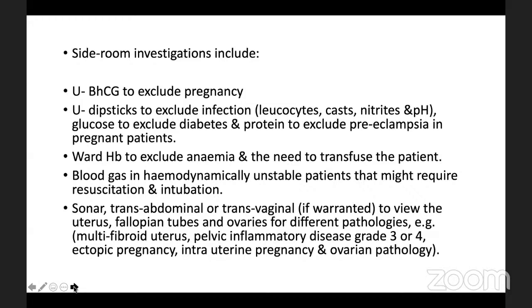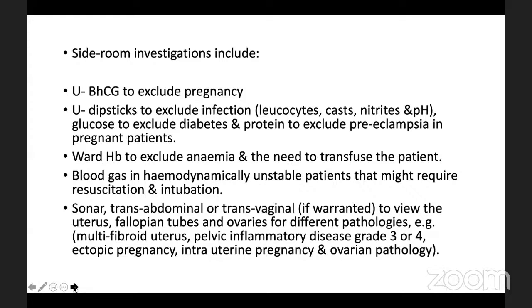Then HB assists in cases where it's not as easy to reach the lab. At least it will indicate to you what the HB is and the need to transfuse the patient at that point, plan to transfuse. A blood gas in hemodynamically unstable patients might be required as well, so that we know whether we need to, in terms of resuscitation and intubation. Then sonar, we usually start with a transabdominal sonar. So it's a side room imaging, transabdominal sonar, and then we move on to a transvaginal sonar if warranted.